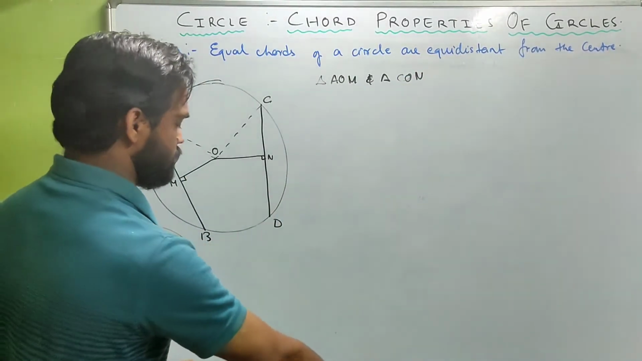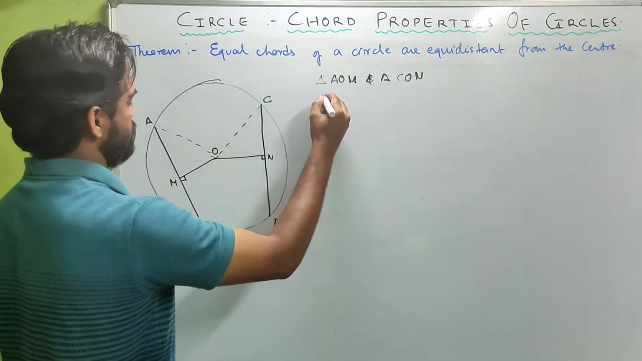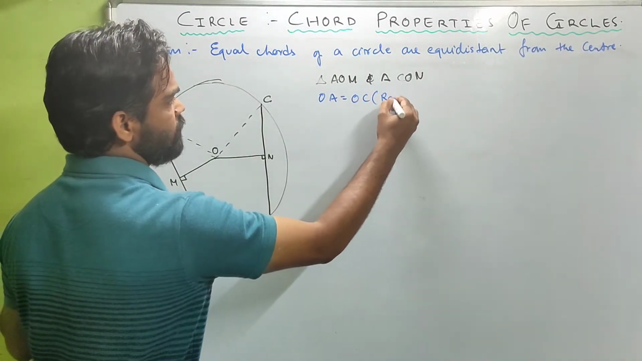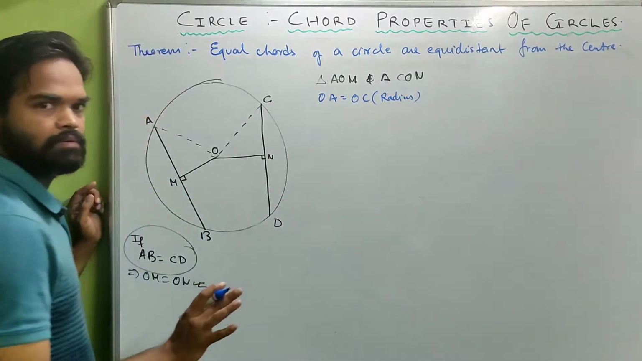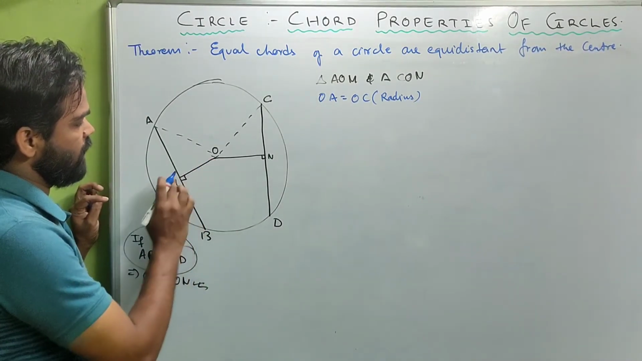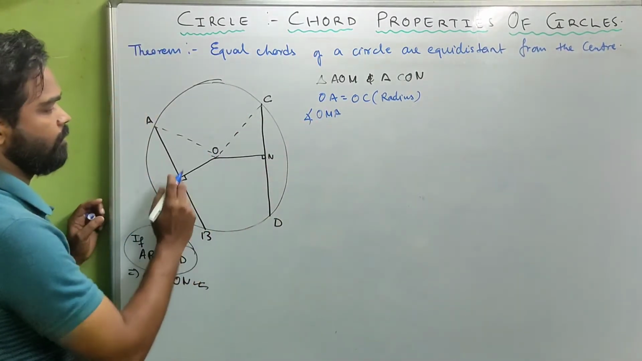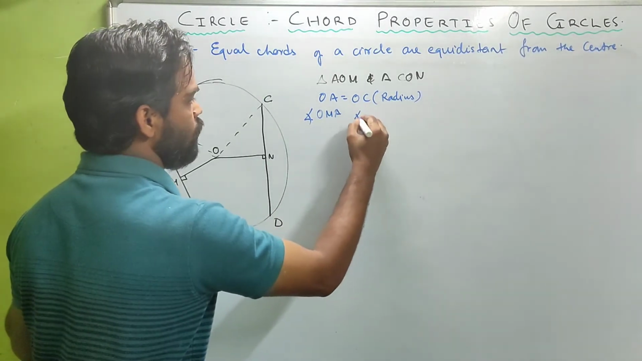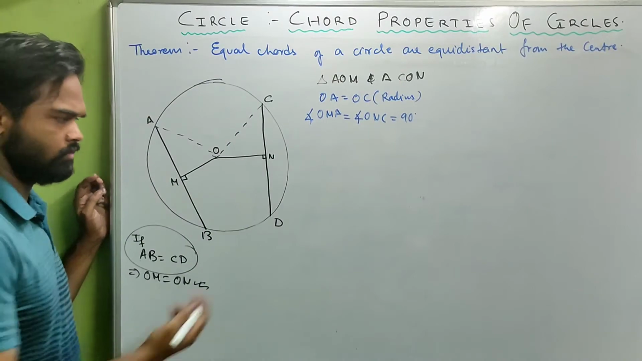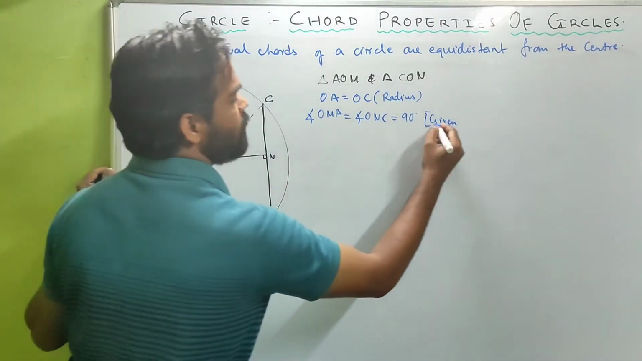Just look at this. OA is equal to OC. That's the radius, if you see carefully. Okay. Angle OMA and angle ONC will be equal, that is 90 degrees. That is given to us. When we are talking about distance, we are talking about perpendicular distance, okay? Given.